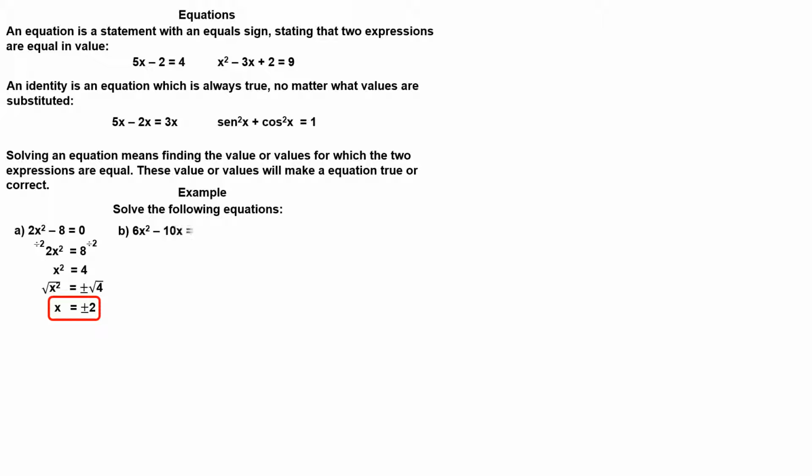In this equation, remove the common factor x. When is a product of numbers equal to 0? When at least one factor equals 0.